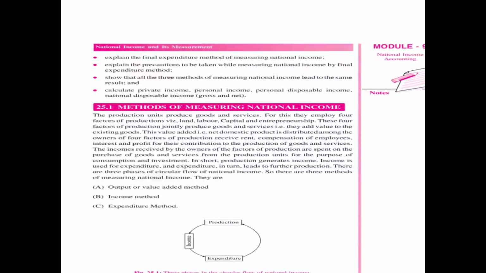The production unit produces goods and services using the four factors of production: land, labor, capital and entrepreneurship. These four factors of production are used for producing certain goods and services. So the main methods are the output or value added method, the income method and the expenditure method. These three methods are mainly used for national income.